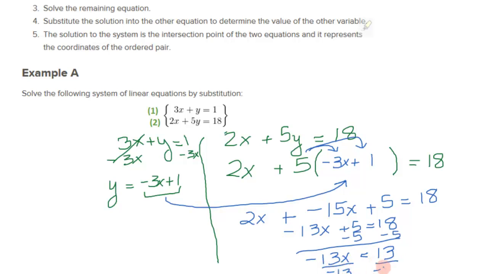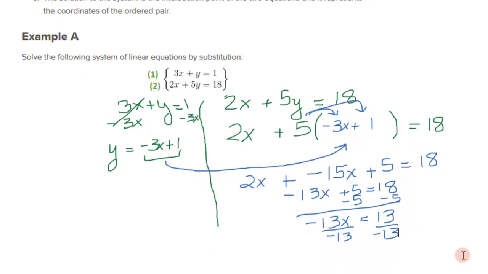I better scroll down. All right, so there you go. So now we have over here x equals negative 1 when we do this division. X equals negative 1. So what's happened? You've solved for the first coordinate of that ordered pair where the two lines meet, where they cross. The x value is going to be negative 1.